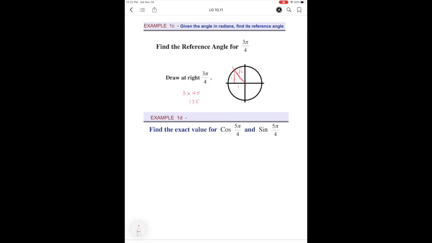And then if you're solving the exact value, you draw it. So here we have 5 times 45. And remember, 5 times 45 is 225 degrees, which we know is in this quadrant. So we have 1, 1, square root 2, and a over h is cos. So we have 1 over square root 2, and it's in the T quadrant, so it's negative.